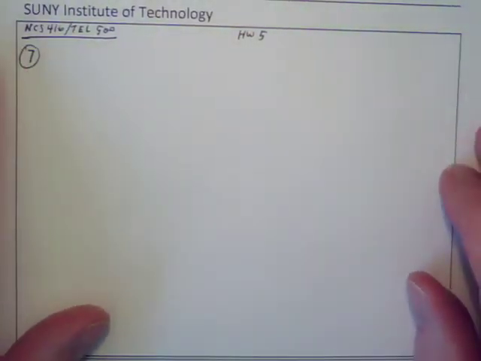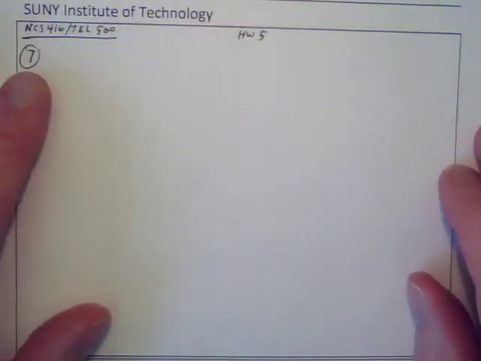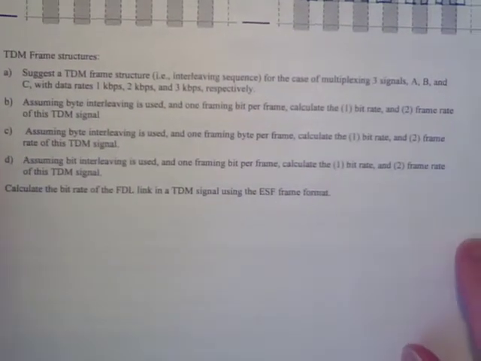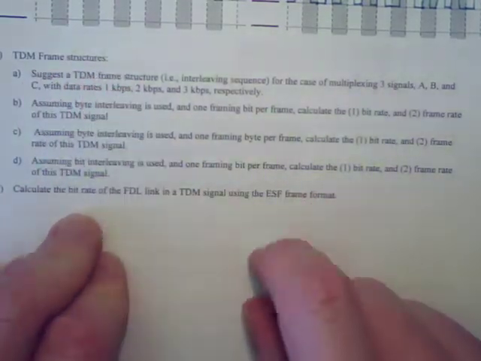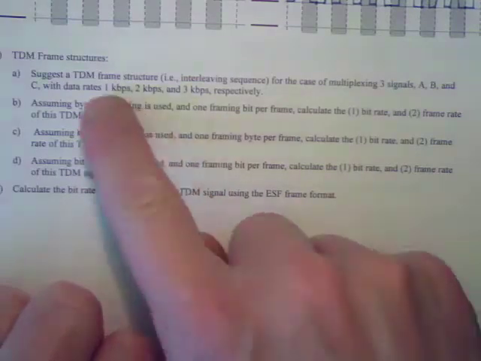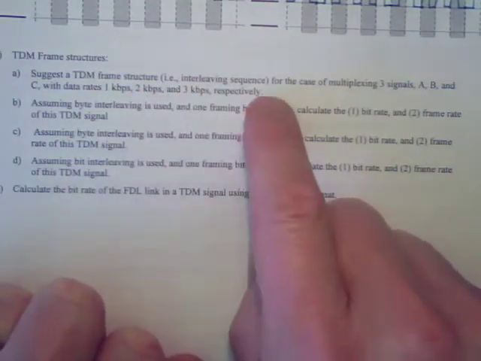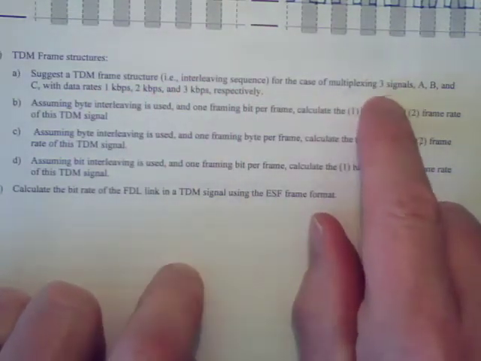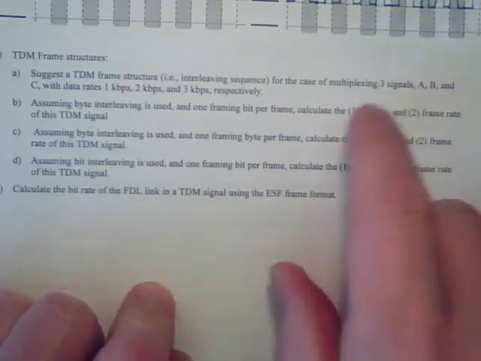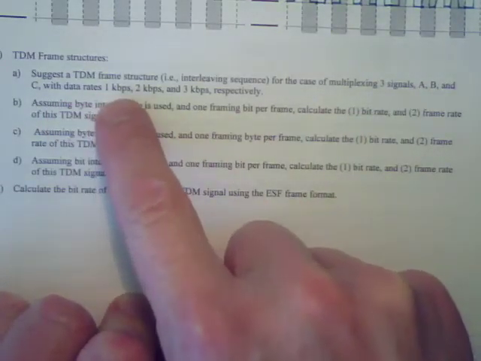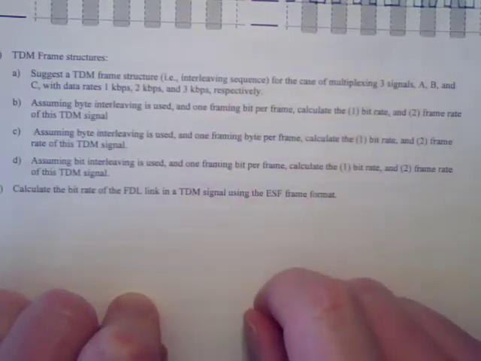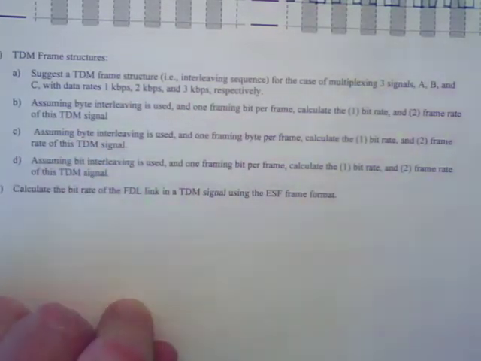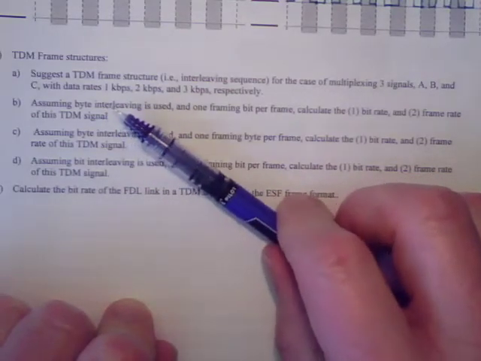Okay, in this video I'm going to do problem number 7 from homework 5 as an example. In problem 7 we start off with a TDM frame structure problem. It says, suggest a TDM frame structure that is an interleaving sequence for the case of 3 signals being multiplexed together, A, B, and C, with data rates 1 kilobit per second, 2 kilobits per second, and 3 kilobits per second respectively.